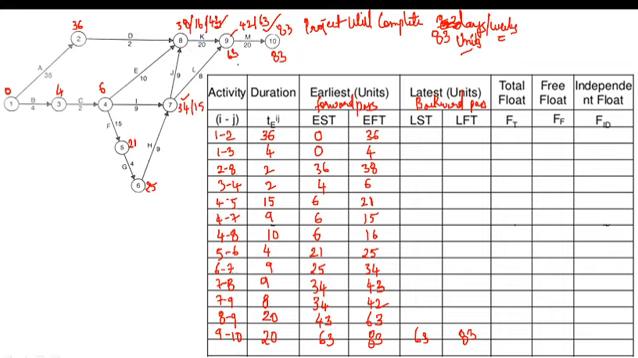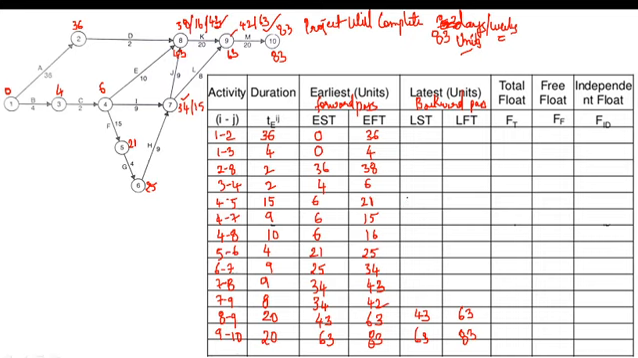So what is the latest finish time? It is 63 over here. 63 minus, look at the duration of 8 to 9. What is the duration? 20. Subtracted, how much does it become? 43. 63 minus 20 is 43. So for 8 to 9, we get 43 over here. Done. Okay.